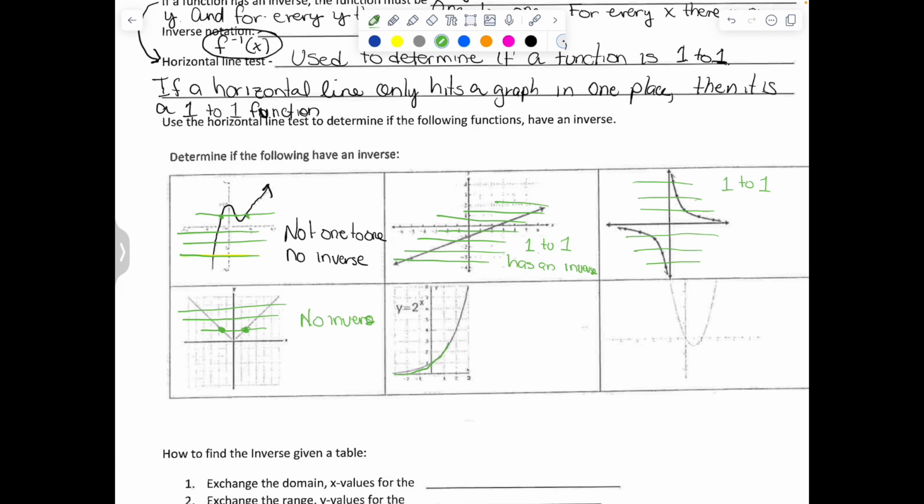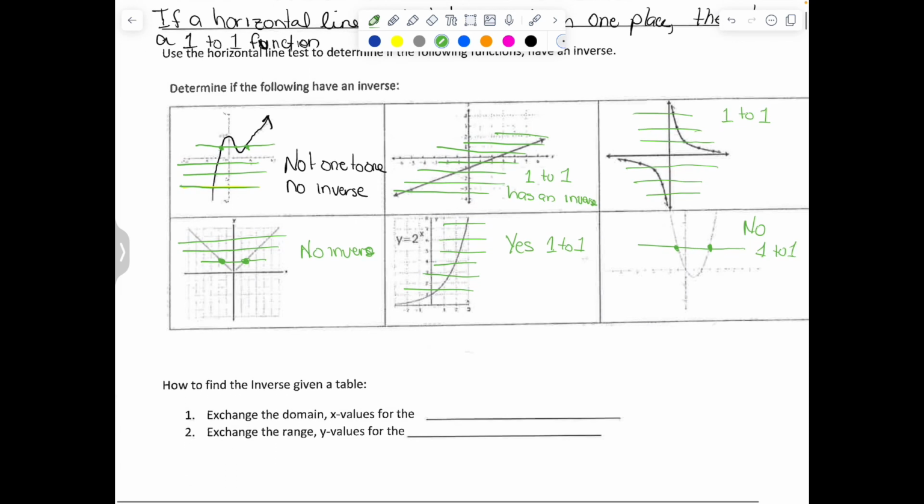This is an exponential function. If we do the horizontal line test, we see that this function is 1-to-1. So it has an inverse. And the parabola does not have an inverse because it is not 1-to-1. So yes, 1-to-1, and this one is no, not 1-to-1. Okay? So the horizontal line test helps us determine that.